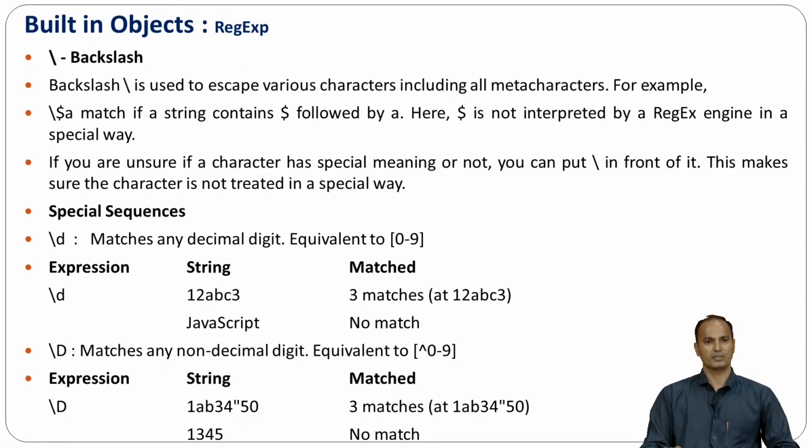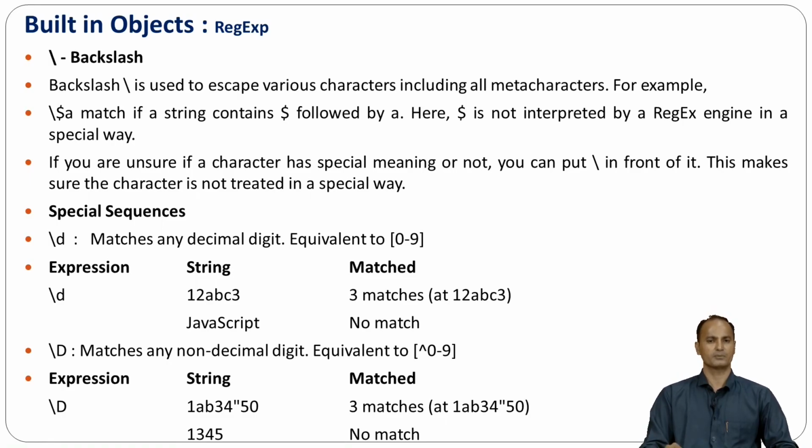If you are unsure if a character has special meaning or not, you can put a backslash in front of it. This makes sure the character is not treated in a special way. Backslash d matches any decimal digit, equivalent to 0 to 9. Okay, so here if you are writing like A1 to ABC 3, then it will match 3 digits, 1, 2 and 3. 3 matches will be available.